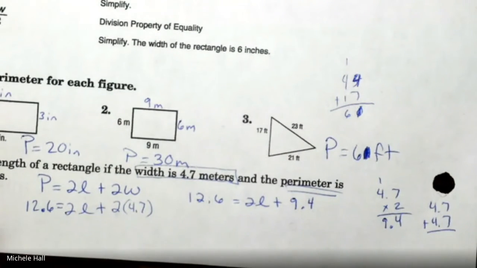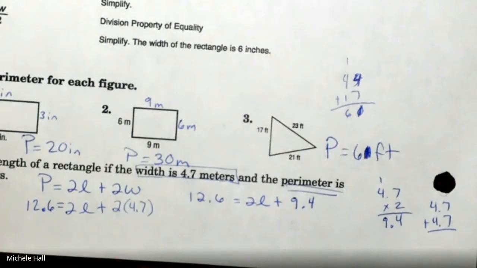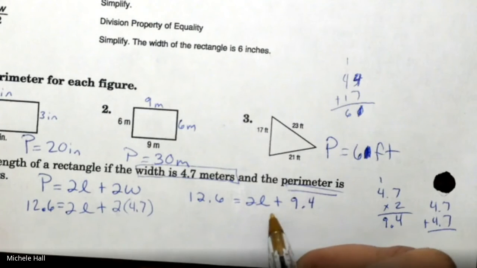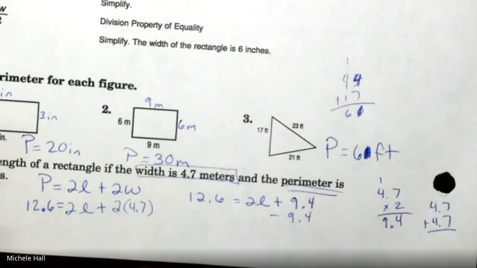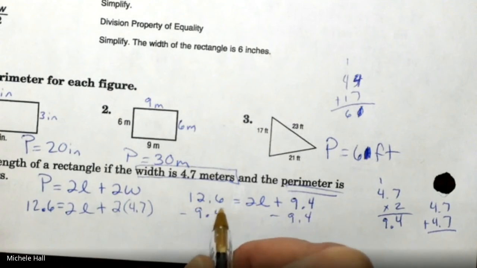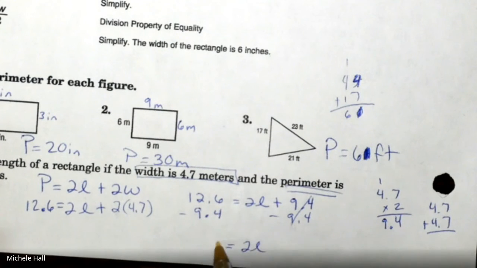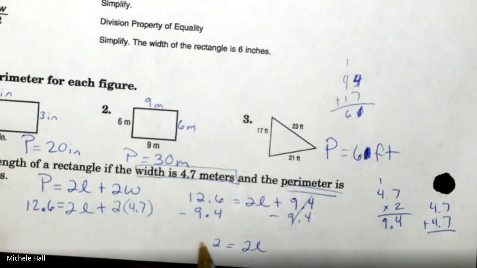And now I'm ready to solve this 2-step equation. There are 2 things being done to the variable. Which one do I undo first? Do I undo multiplying or adding first? You undo your adding and subtracting first. So I'm going to subtract 9.4. And I know the rule for adding and subtracting is to line up those decimals. I'm subtracting. 6 minus 4 is 2. Bring down my decimal, and then 12 minus 9 is 3.